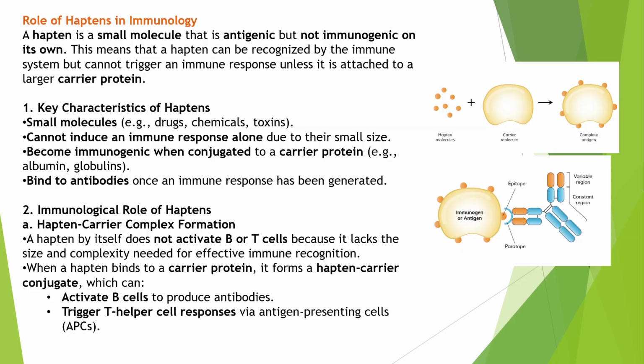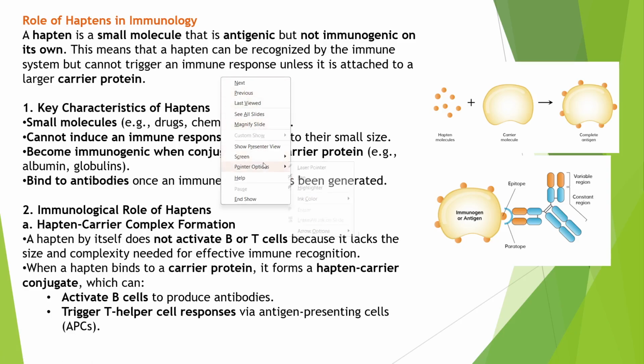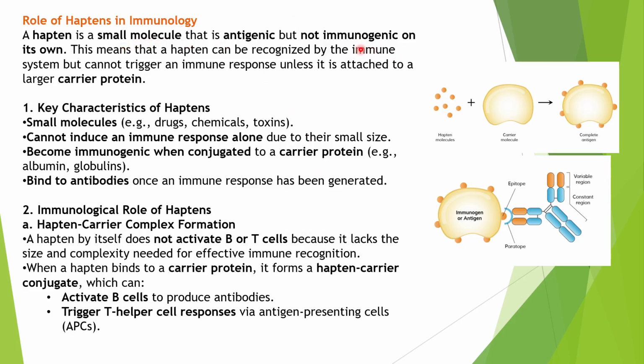Next is the role of haptens. So haptens are small molecules which are antigenic, but not immunogenic. When we say it's not immunogenic, it cannot generate an immune response on its own. It requires a carrier molecule. So that is why it is a hapten. This means that the hapten can be recognized by the immune system, but cannot trigger an immune response unless it is attached to a larger carrier protein.